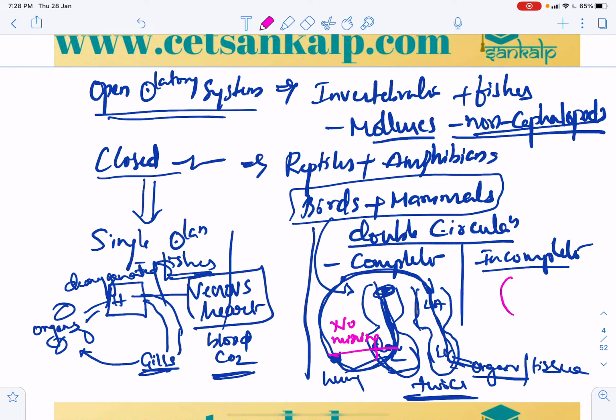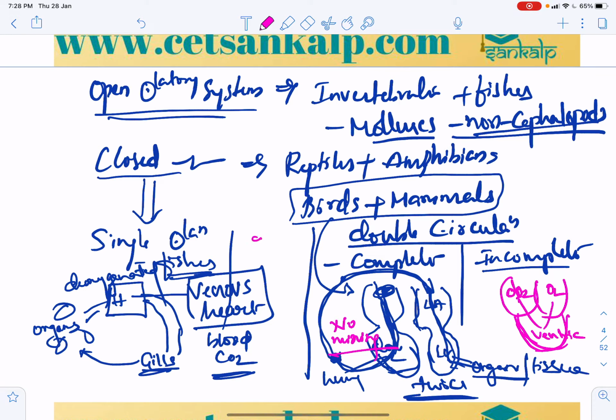Here, as it has 3 chambers, the blood will get mixed. Here it receives deoxygenated, and here it receives oxygenated. Both will be mixed in the ventricle. We know the chambers which are there.